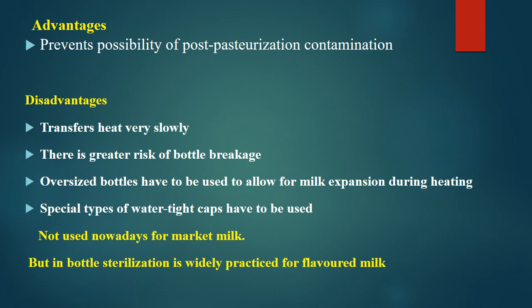The disadvantage is that the transfer of heat is very slow, because it is a thick glass container, or even if we use a plastic container, the heat transfer is slow. There is a greater risk of bottle breakage. A glass bottle is very heavy, with risk of breakage during transport. Oversized bottles have to be used to allow for milk expansion during heating. Special types of watertight caps have to be used. These caps are very special and costly, and many times we cannot get them back.